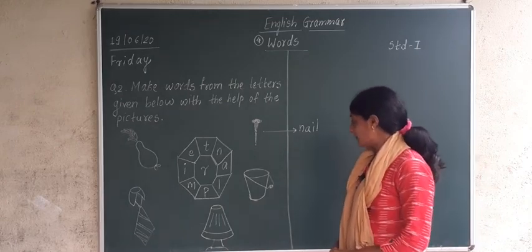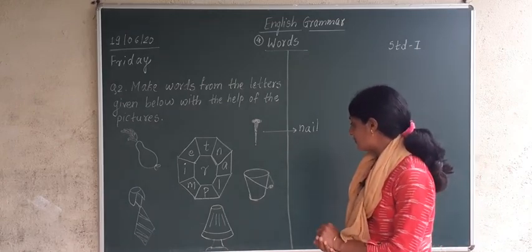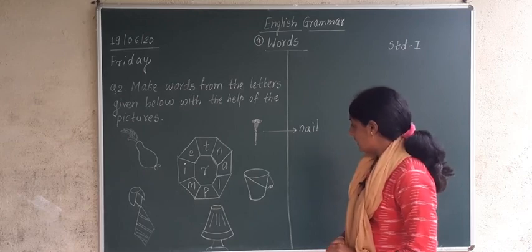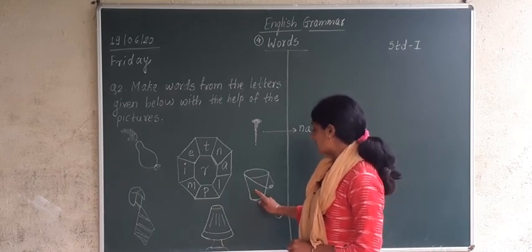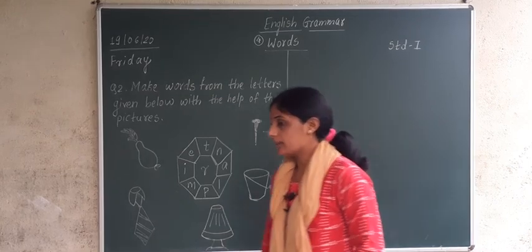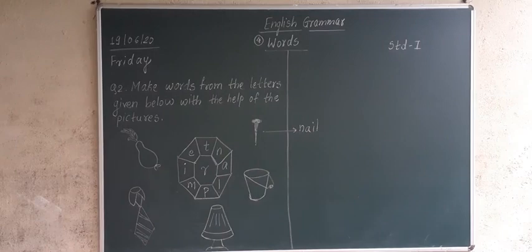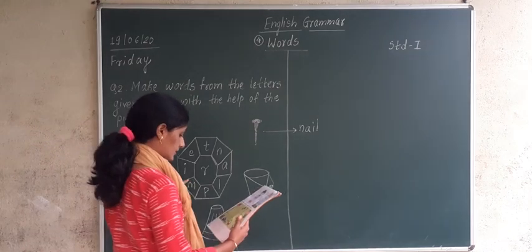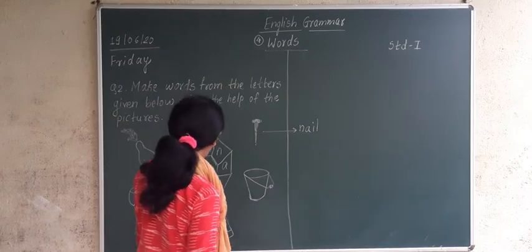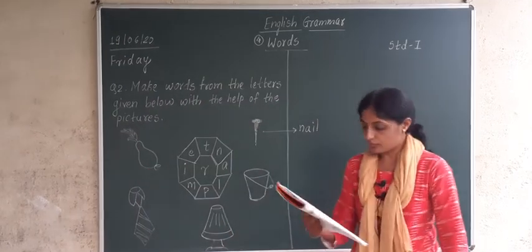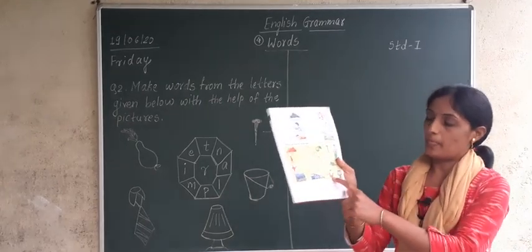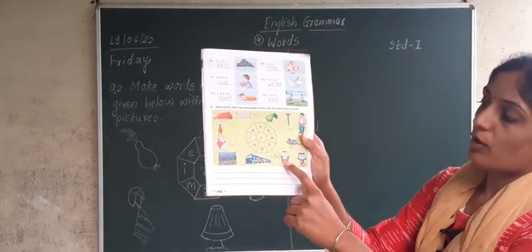Now the next example which we can make from the picture is, for example, now what is this? What can you call it? You can call it a bucket. Correct? Yes or no? Can we call it a bucket? Yes, we can call it a bucket. Okay, so what letters of bucket do we have? There are no letters of bucket. Then that picture is of what? Can you see here? This picture is of what?